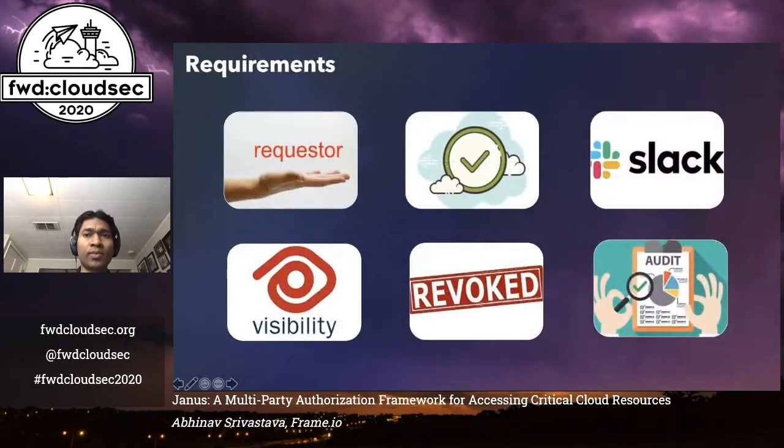So, to solve these problems, we came up with 6 requirements for an MPA system in the cloud. First, defining who should be able to request access to protected resources. Only certain people should request additional permissions. It's not that anybody can ask for a new role or new permission. People should have a base level of permissions already in order to request extra permissions.